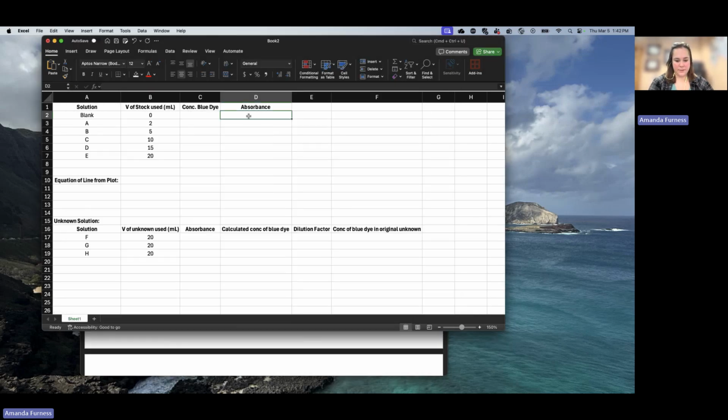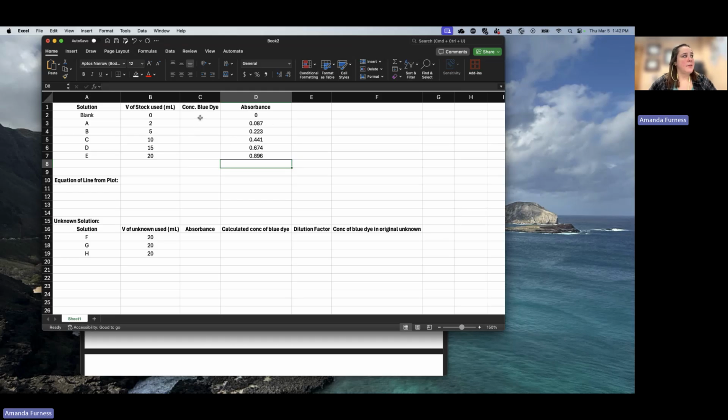So I have 0, 0.087, 0.223, 0.441, and 0. Okay, so now I have my absorbance values.